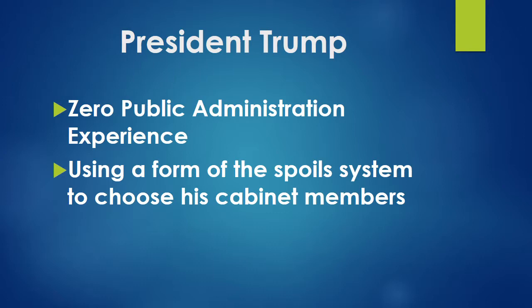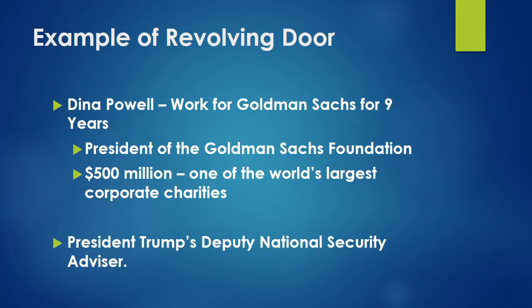A great example of a revolving door in today's society is our current president right now, Trump, who has zero experience in public administration, and currently he's using a form of the spoils system to choose his cabinet members. Another great example of a revolving door is that of Dina Powell, who used to work for Goldman Sachs for 9 years. She was at one point president of the Goldman Sachs Foundation, which is one of the largest corporate charities in the world. President Trump elected her to become his deputy national security advisor.